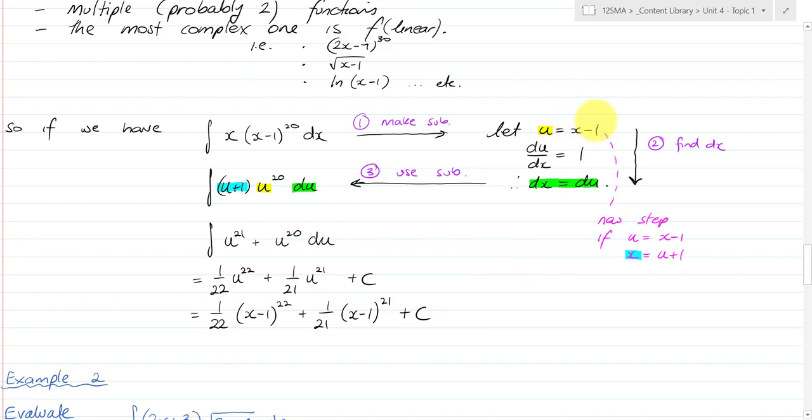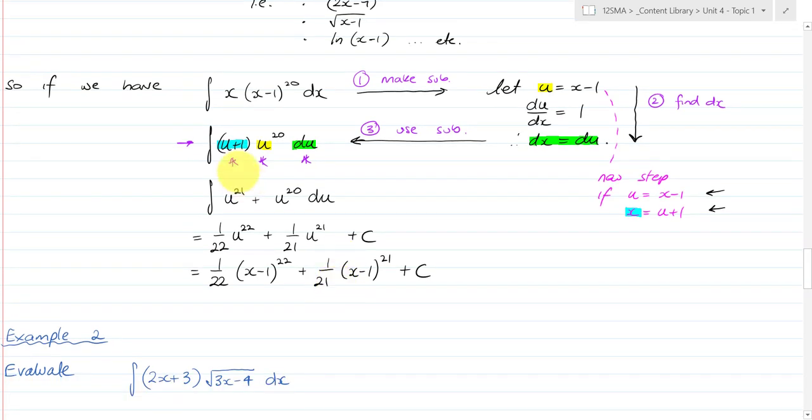So I'm going to say let's let u equal x minus 1. If this was u to the power of 20, life would be a lot easier. And if u equals x to the power of 1, then du dx equals 1, which means that dx equals du. So that's good. Also, if u equals x minus 1, then x equals u plus 1. So now I have swapped dx for du, I've swapped x minus 1 for u, and I've swapped x for u plus 1. And now we've actually got the example that we had earlier.